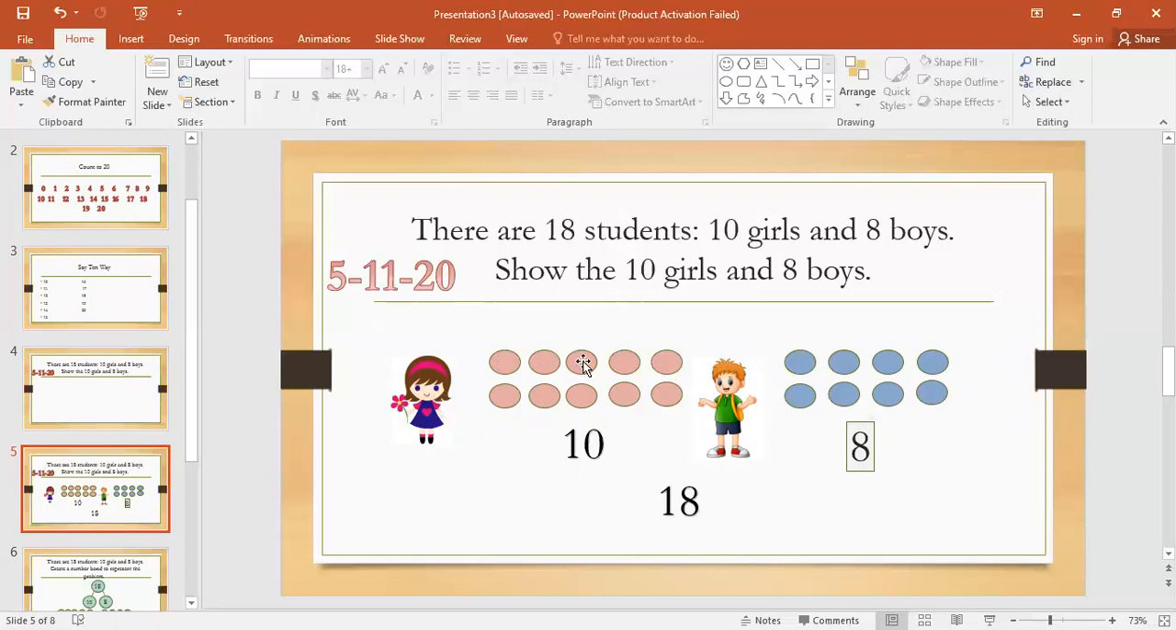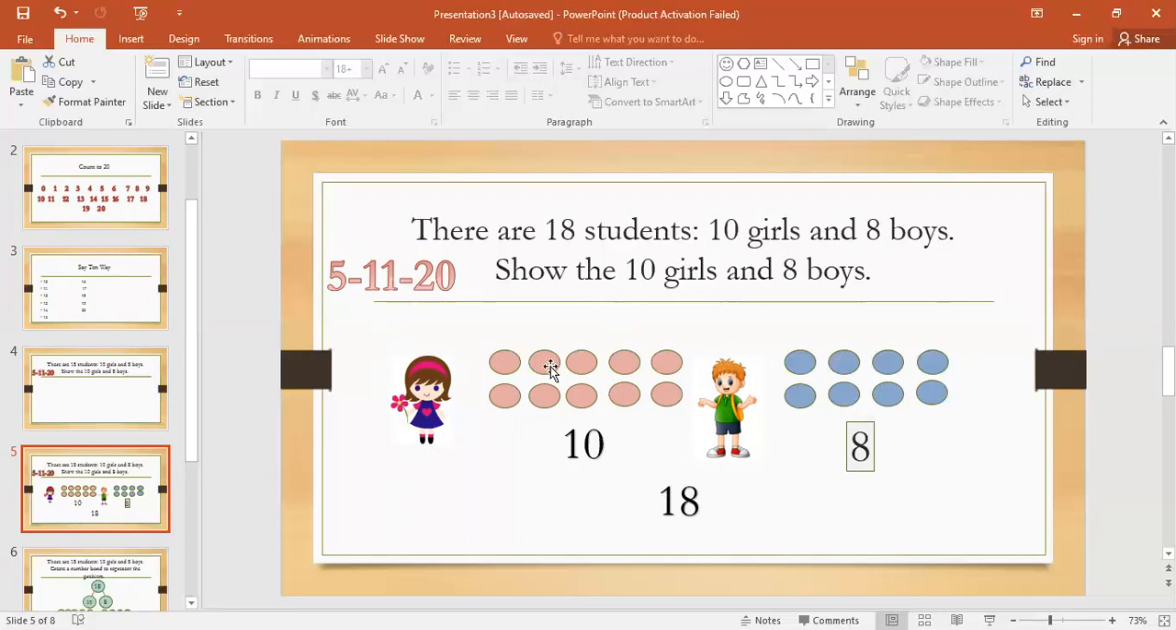1, 2, 3, 4, 5, 6, 7, 8, 9, 10 girls, and I'm showing 10 with my number 10 right here. Let's count how many boys. 1, 2, 3, 4, 5, 6, 7, 8 boys, and I am showing that with my number 8 right here. So we know, let's count up how many students we have in the whole class.